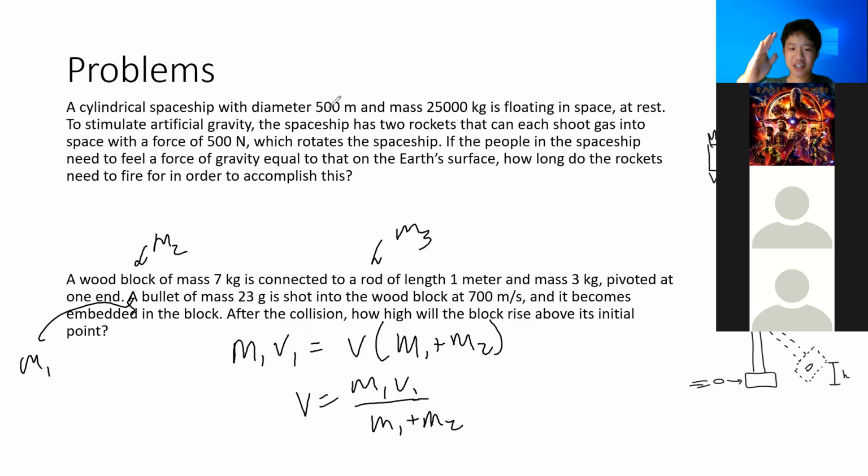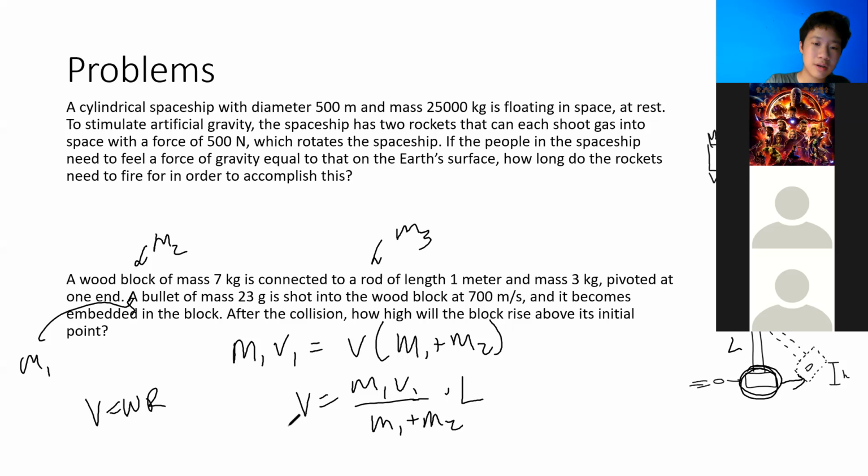But now, since the objects are going to go into rotational motion, we need to turn this instantaneous velocity into angular velocity, okay? Because we can't calculate our rotational kinetic energy without having rotational velocity. So how do we get rotational velocity? Well, v equals ωR. And what is the radius of motion? Well, these two objects are right here, so the radius of rotation is just the length of the rod. So we just divide this by L to get our angular velocity.